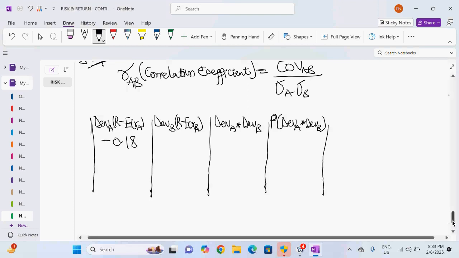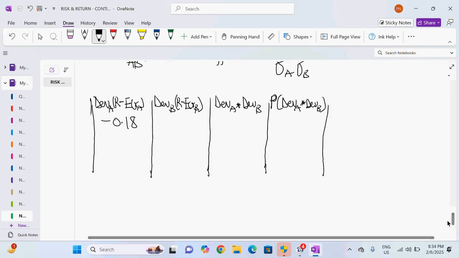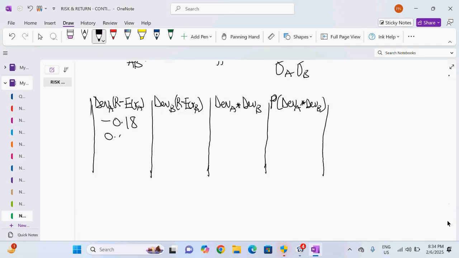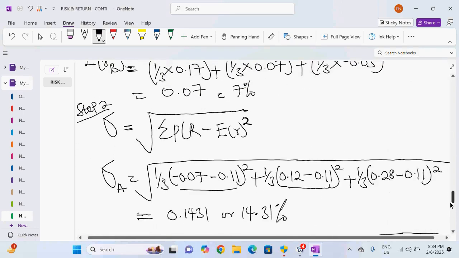Then you do for this one too. Let's do the stock A before we come to stock B. What do you have for normal for stock A? 0.01. It's positive, right? 0.01. And then the last one under stock A is what? 0.17.